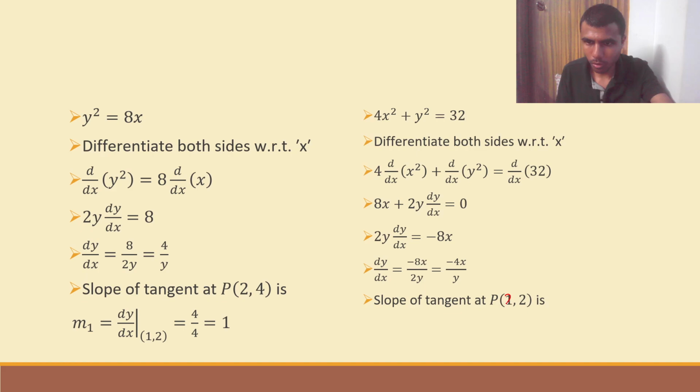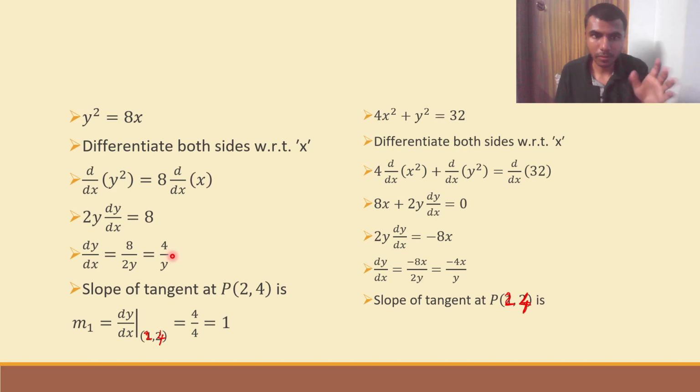Sorry, this is 2 comma 4 only, the same point. 2 comma 4. Fine. So m1 is dy by dx at 2 comma 4. Whoa, I made a mistake again. I'm sorry. This is also 2 comma 4. See carefully.